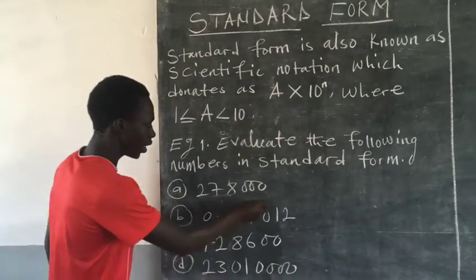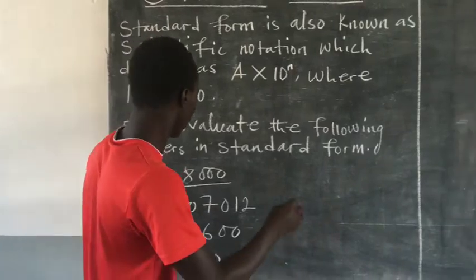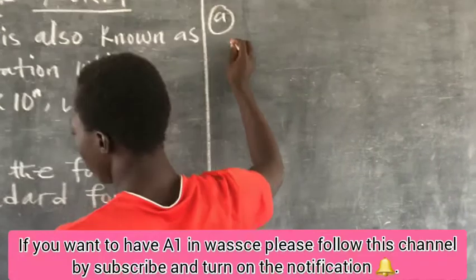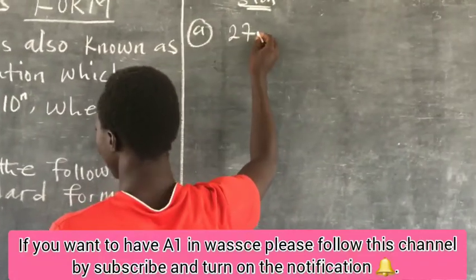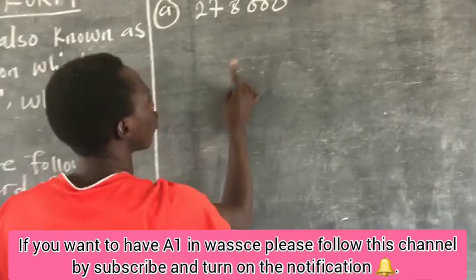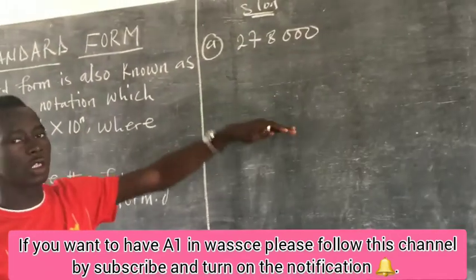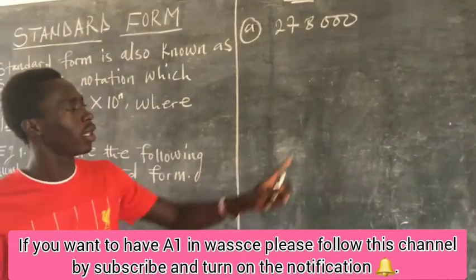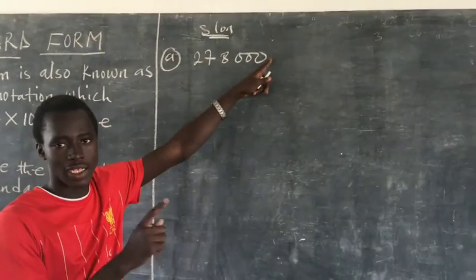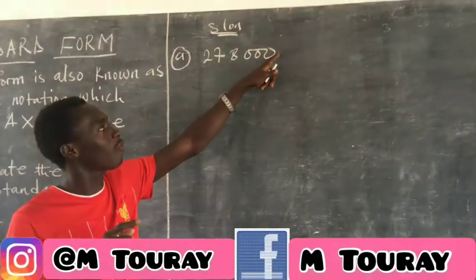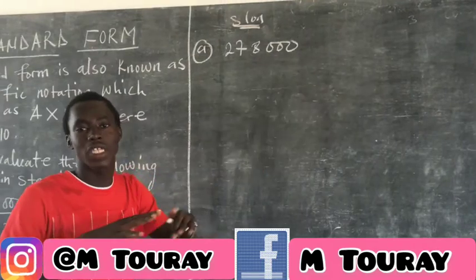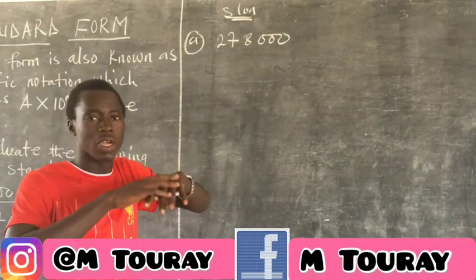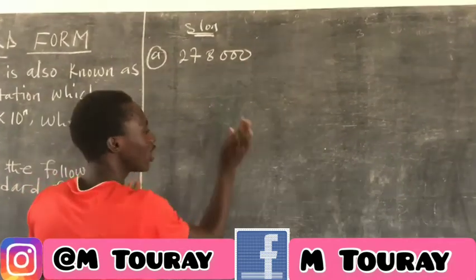Now, the solution of letter A. We have 278,000 to standard form. When the number is given to you, and there is no decimal in the numbers, and they ask you to evaluate them to standard form, you start moving the decimal point from the right hand side. If you start moving the decimal point from your right hand side, the power will always be a positive power.